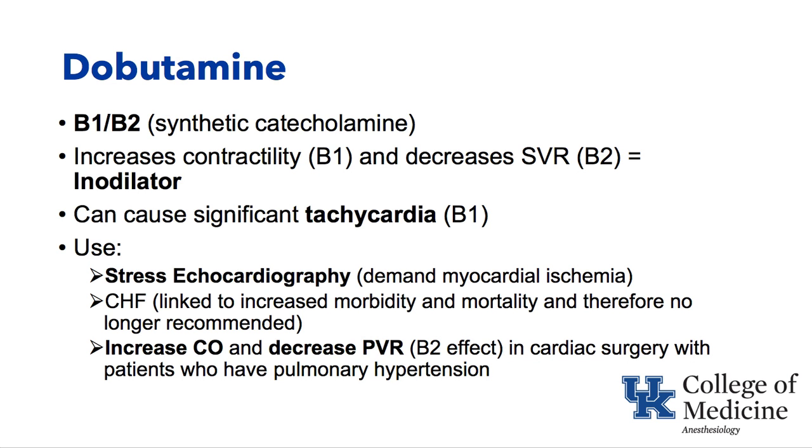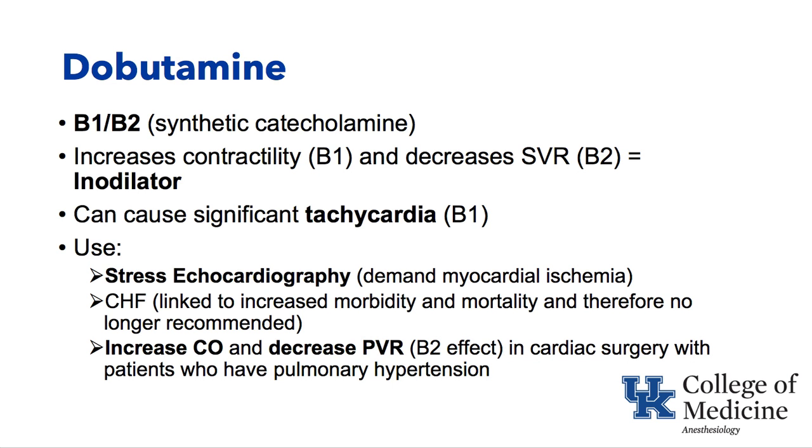Dobutamine is often used during a stress echocardiography where a patient is imaged and then a dobutamine infusion is started. As the dobutamine infusion goes up in increasing dosages, it increases myocardial oxygen demands and may result in myocardial ischemia, as evidenced by regional wall motion abnormalities such as severe hypokinesis or akinesis.